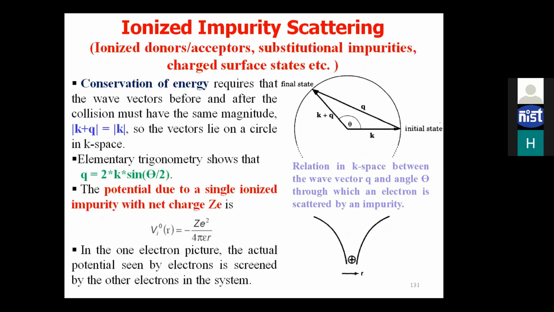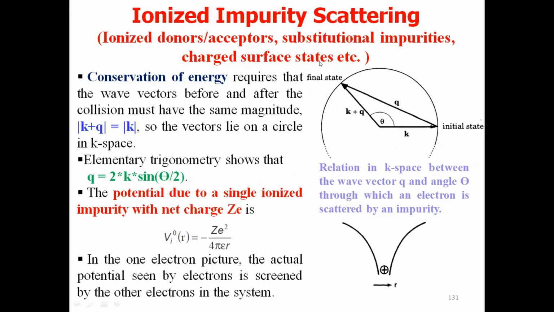Now I already explained the different scattering mechanisms, so let it be analyzed again in detail. Ionizing impurity scattering is obtained due to ionized donors or acceptors or substitutional impurities. That means if you substitute some impurity in a material, or due to charged surface states, that will give you the impurity scattering. As impurity scattering is elastic scattering, the energy or momentum should be conserved.